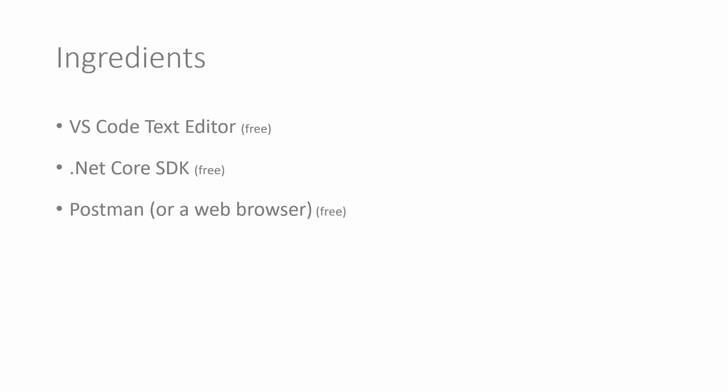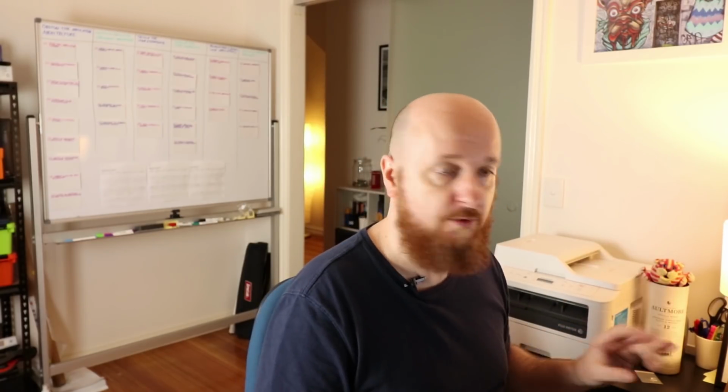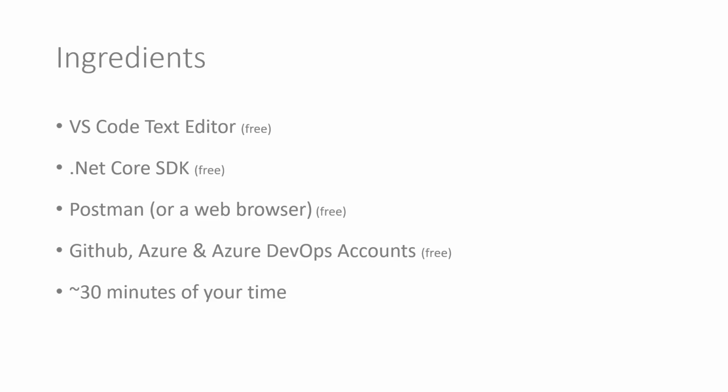And what you'll need to follow along with this video, if you want to do that, you can just watch it. Obviously, you'll need a text editor. I'd recommend VS Code, .NET Core SDK installed on your workstation, Postman, or really, to be honest with you, a web browser is fine just to test the API, and GitHub, Azure and Azure DevOps accounts, which are all free for individual signups. There are some paid plans, obviously, but we'll cover those where they're relevant later on as we move through the video, and about 30 minutes of your time.